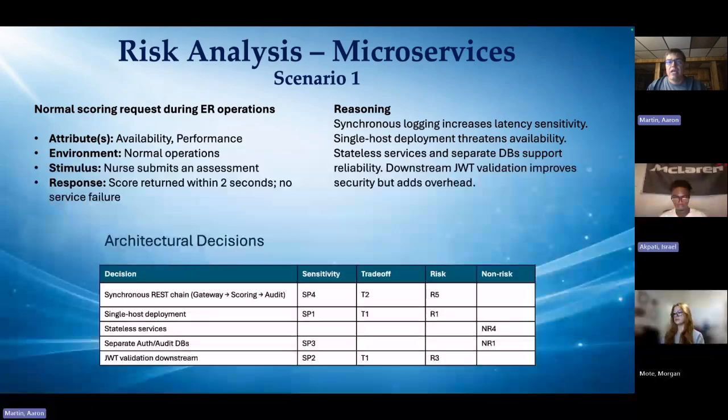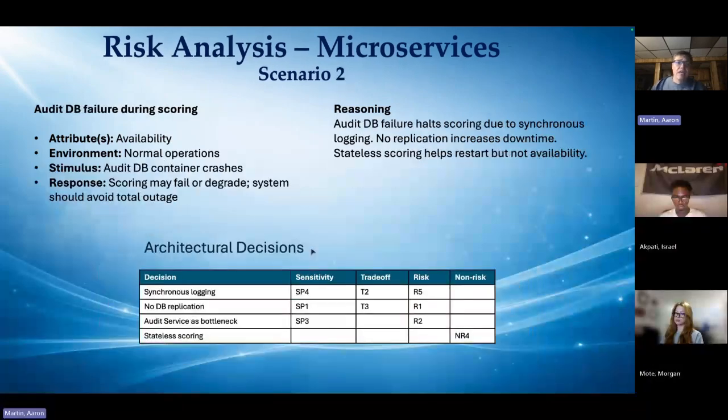Synchronous logging and single host deployment adds latency and availability risk, while stateless services, separate databases, and downstream Java token checks improve reliability and security at some performance cost. The next scenario is a database failure of the audit system database during scoring. Because scoring depends on a single unreplicated audit database, any audit DB failure stops scoring until the whole system recovers.